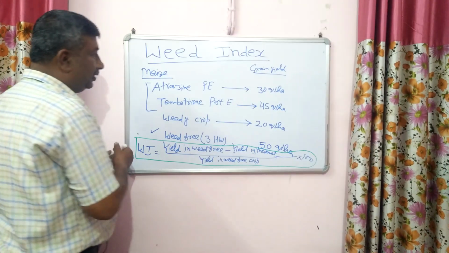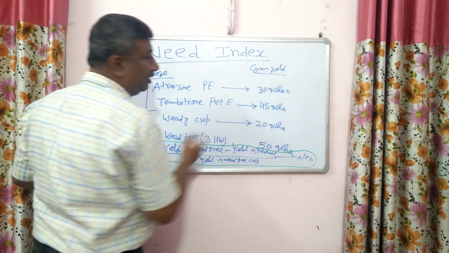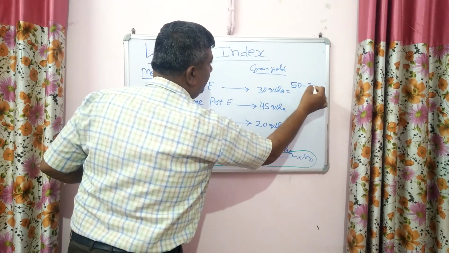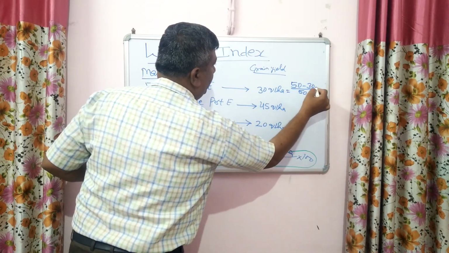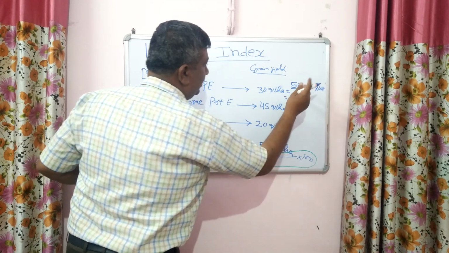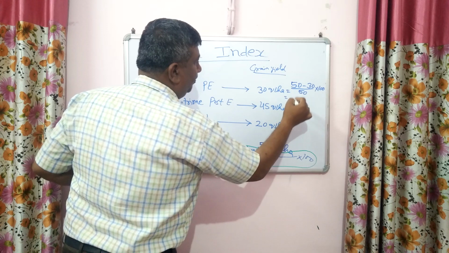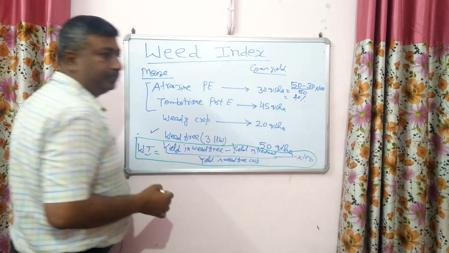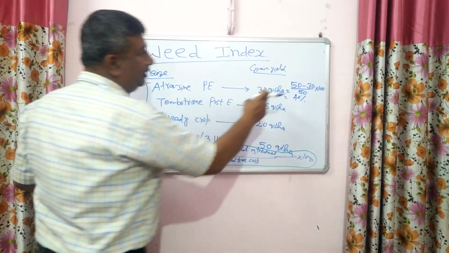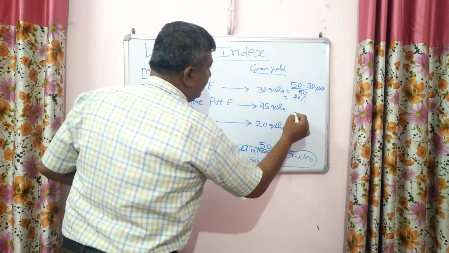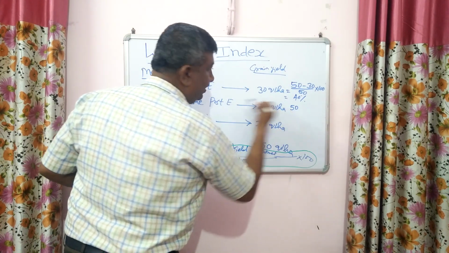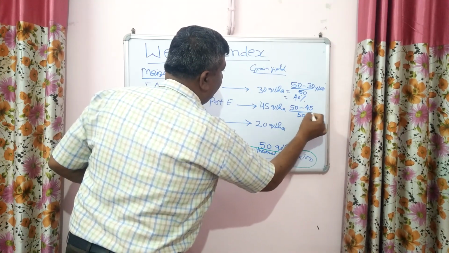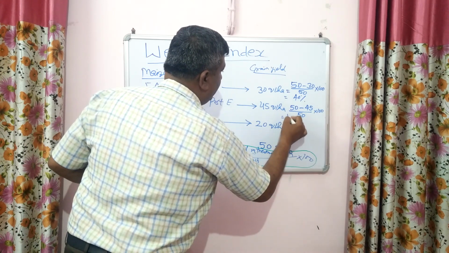Then in case of atrazine, how is it calculated? What is the yield in weed free crop? 50. Treatment crop minus 30, divided by weed free 50, into 100. So it is 20 by 50, that is 40%. This is the weed free yield, and 30 is atrazine. In case of tembotrione, it is 50, the weed free yield, minus 45 in tembotrione treatment, divided by 50, into 100. It is 10%.